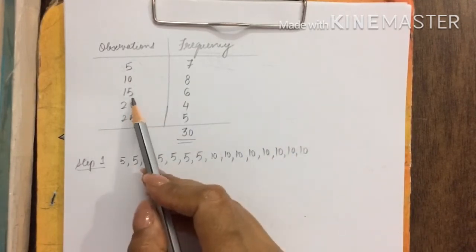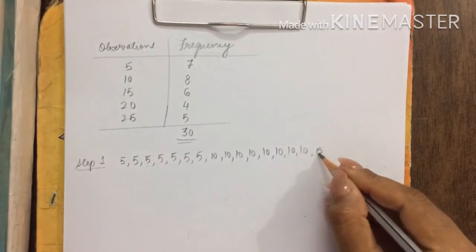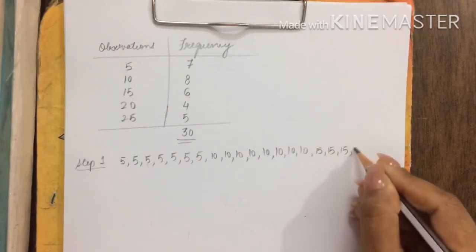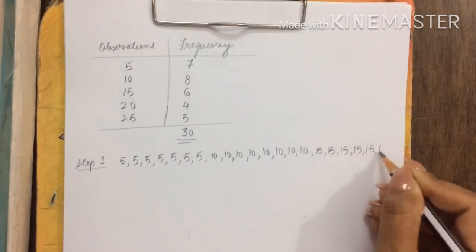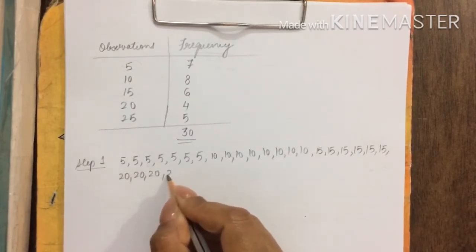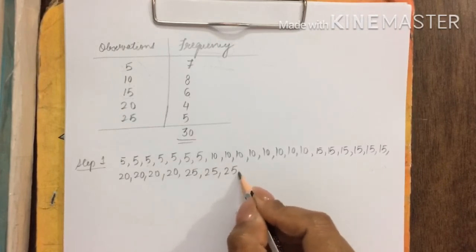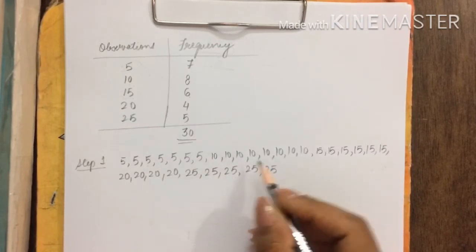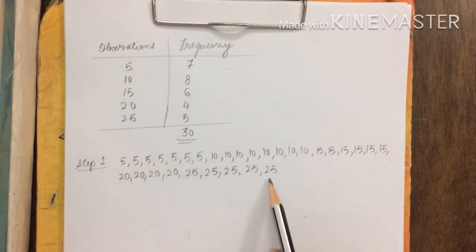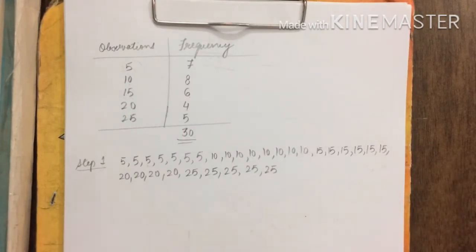Moving on to the next observation, which is 15. This appeared in the data 6 times, so let's list this value 6 times. Then I have the next value 20, which appeared 4 times. And finally I have the last value, which appeared 5 times. Now this is the list of those 30 observations that I have, and I have now arranged them in ascending order, which is step number 1.